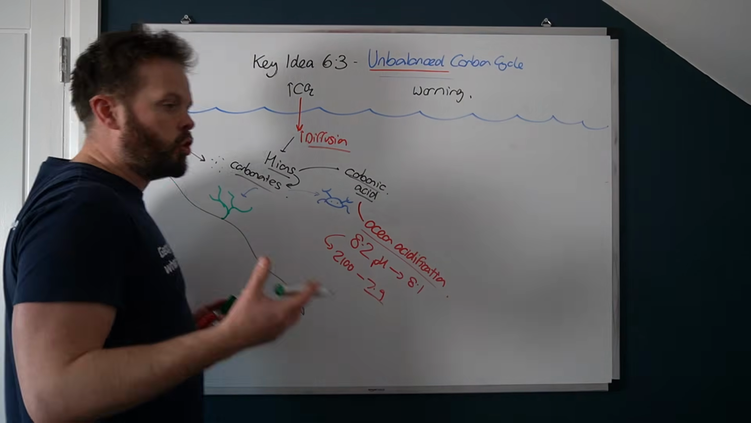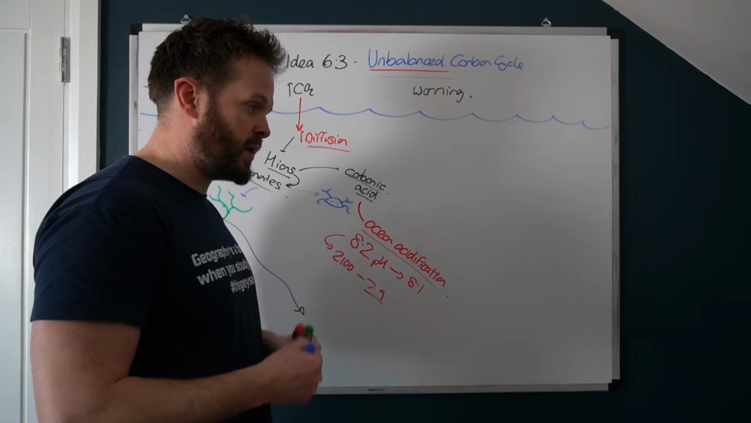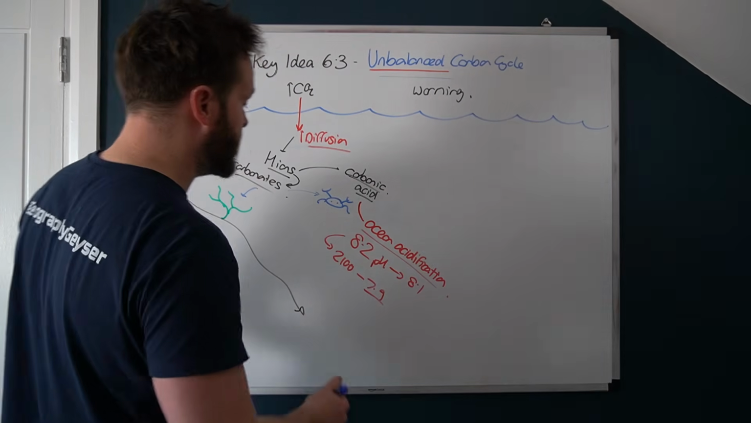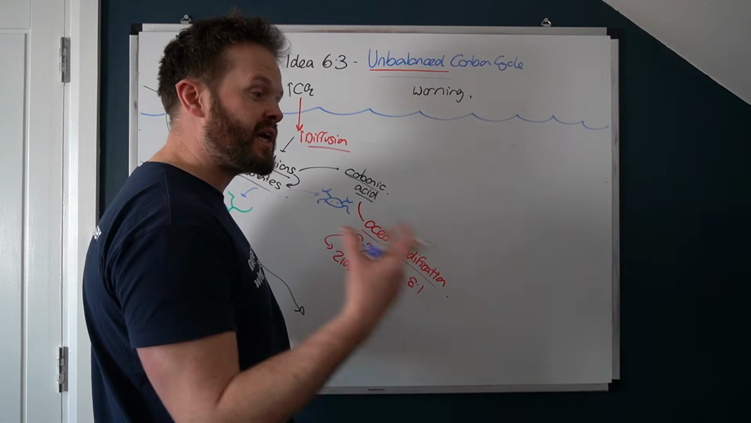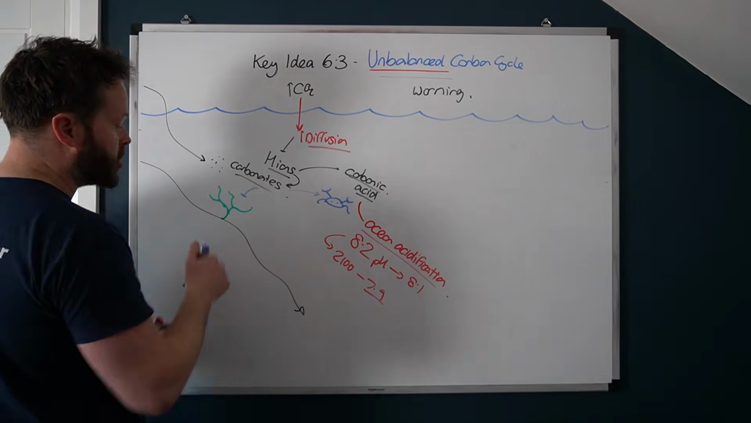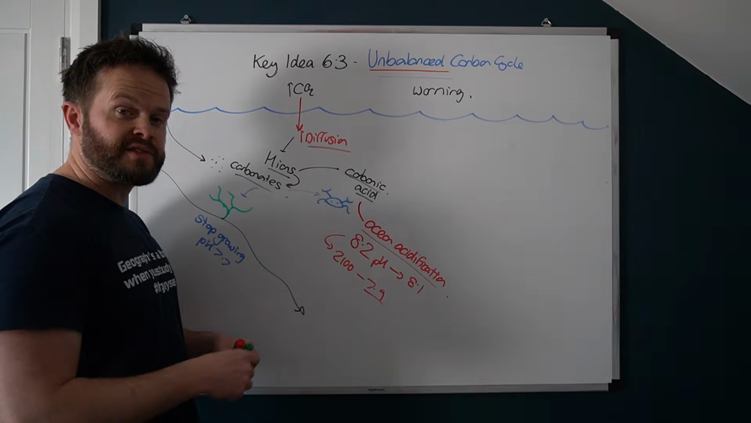So why is this worrying? All ecosystems have evolved to exist within certain environmental conditions. So if we change the acidity, that changes the survival rate of many of the organisms. Coral, for example, start growing at around pH 7.7.